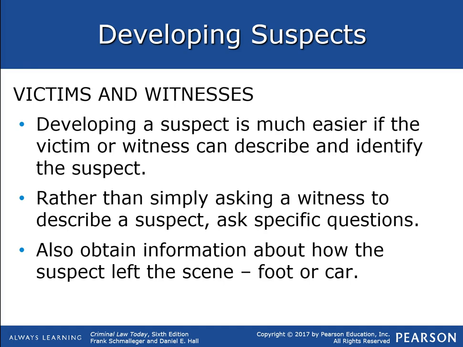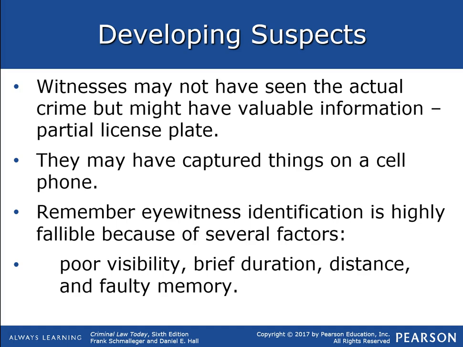And obtain information about how the suspect left the scene, like on foot or on a bike or in a car. These are all important pieces to help you develop suspect information. And witnesses may not have seen the actual crime, but might have valuable information, like a partial license plate. So maybe they didn't see the person break into your neighbor's house, but they saw the person climbing over the fence. So they have a description of the person's clothing or something like that. Or they saw them get into a vehicle and they got a partial license plate.